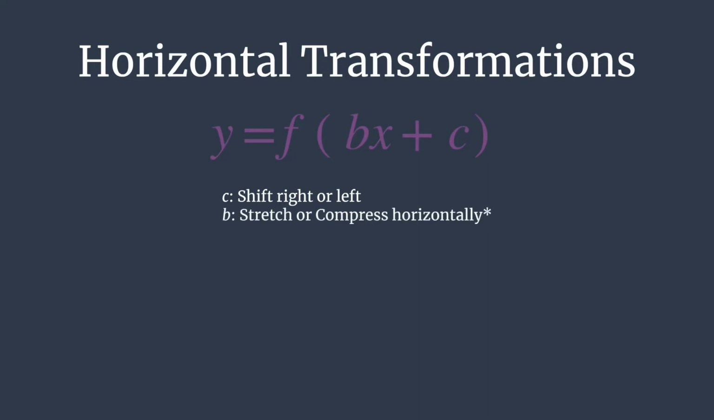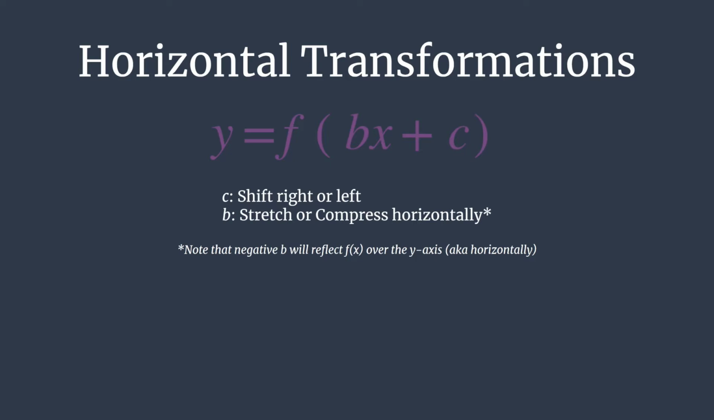So let's first start with horizontal transformations. So we're zeroing in just on the transformations that appear in parentheses, so the bx plus c. And let's take a quick look at what b and c will tell us, what type of transformation that will give. So c, you will shift horizontally, right or left. And b, you'll stretch or compress horizontally. And note that if you have a negative b, the negative causes your function or your graph to reflect over the y-axis. So that's a horizontal reflection.